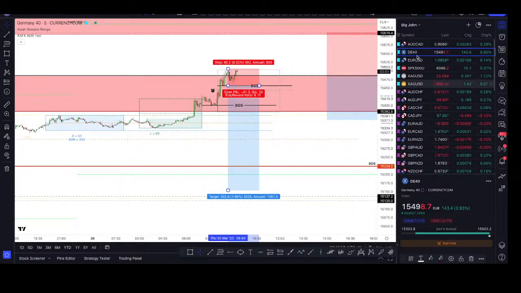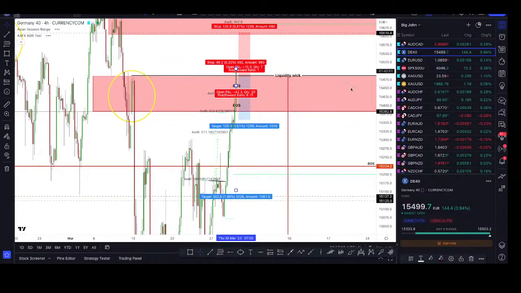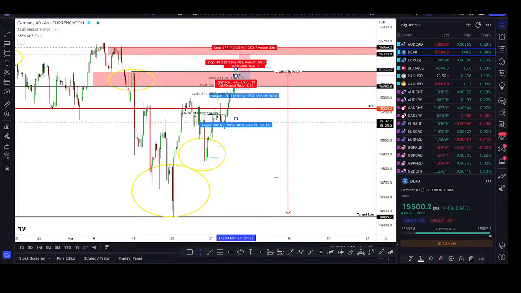Anybody got any pairs they want me to check whilst we're here? Let's go to the 4-hour chart. Anybody got any pairs? Let me know so I can check them, and then I'm going to go down to why I'm looking to take this pair.